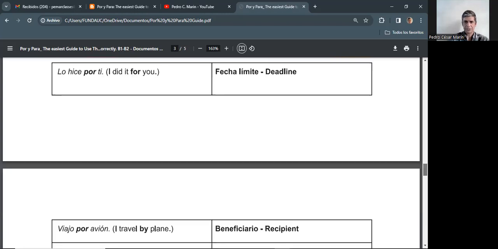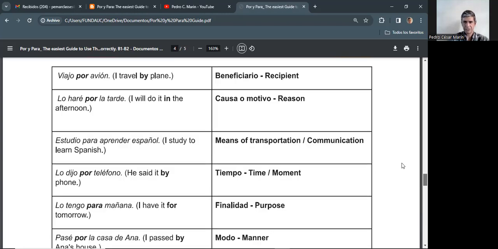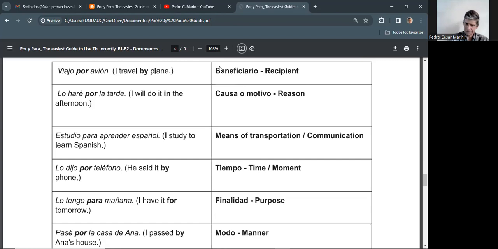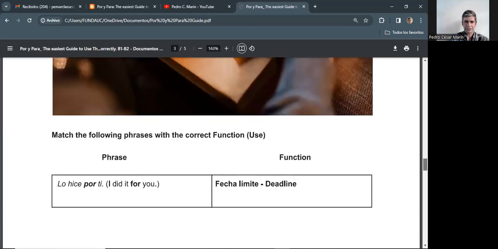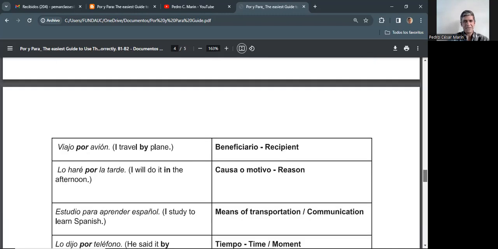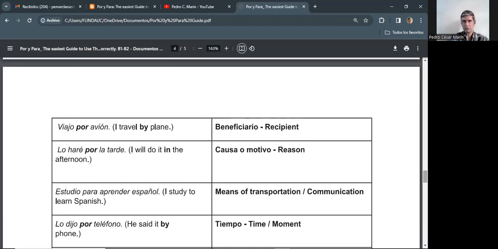You need to match. So you need to find here the reason, causa o motivo. And you know that this one belongs there. Viajo por avión. I always travel by plane. Siempre viajo por avión, means of transportation. Here it is. Lo haré por la tarde. Meaning that that's the moment when you're going to do it. It's not a deadline. Lo haré por la tarde. I will do it in the afternoon.